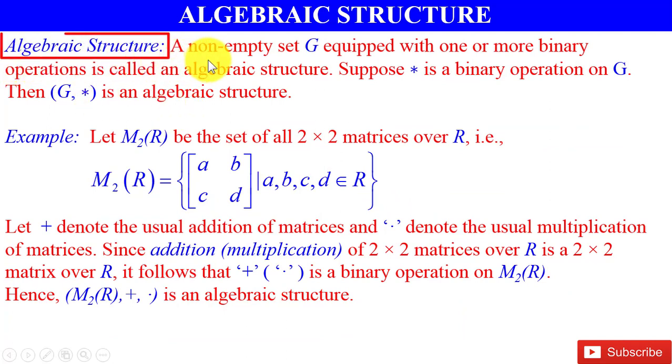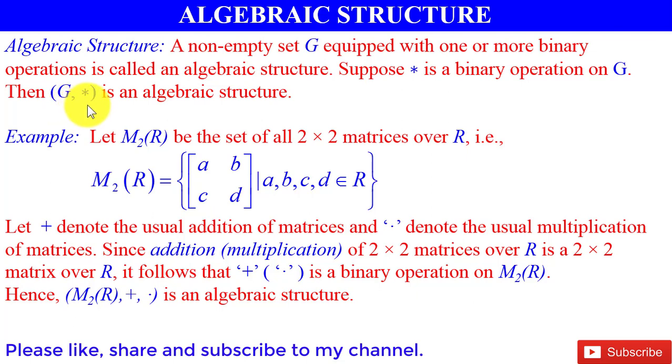Algebraic structure. A non-empty set G equipped with one or more binary operations is called an algebraic structure. Suppose star is a binary operation on G. Then (G, star), that is the set G together with star, is an algebraic structure.